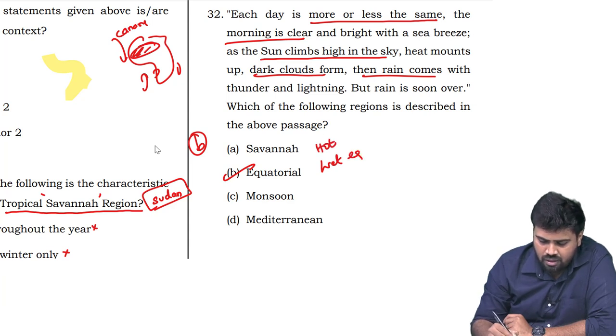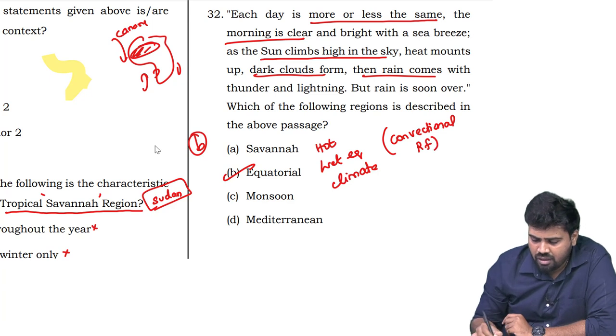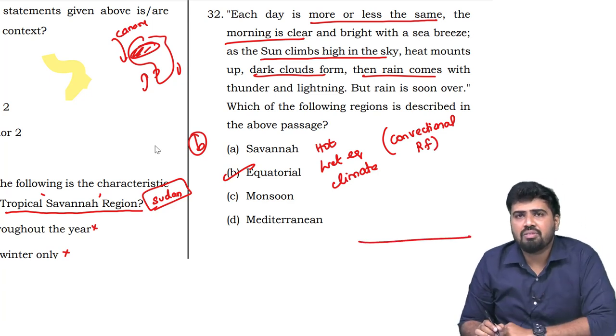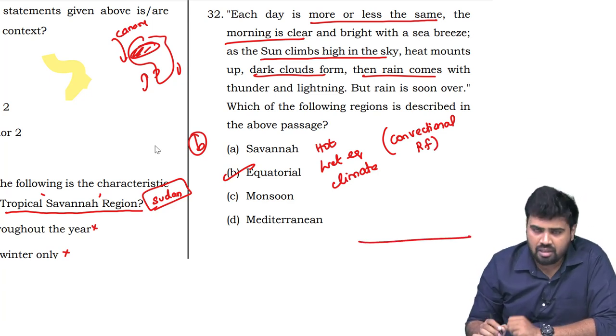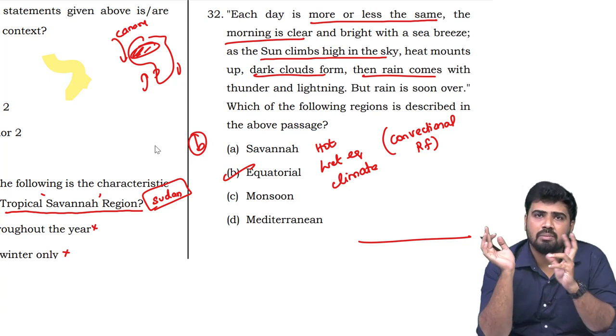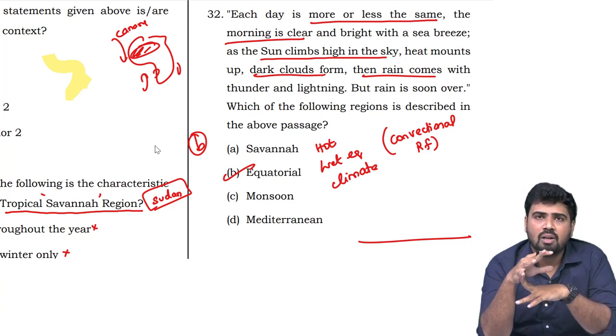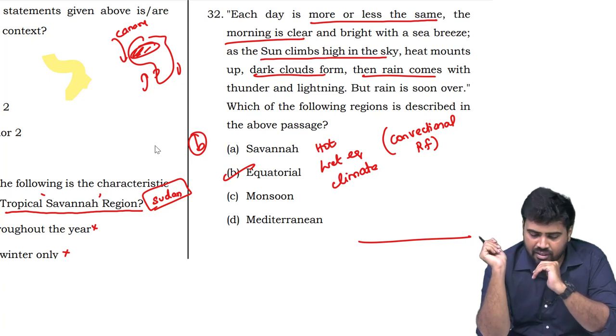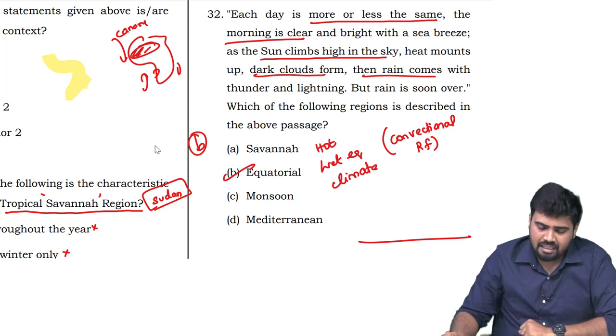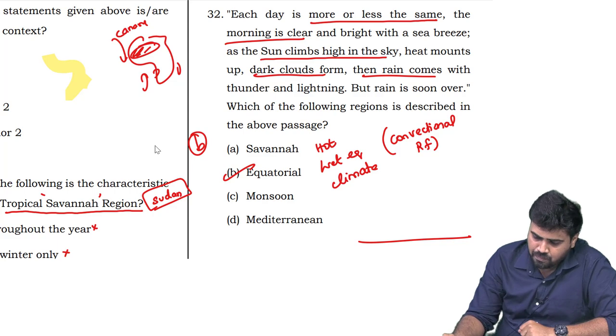hot, wet equatorial climate, which experiences convectional rainfall. See, actually in the equatorial region, it experiences high vertical insolation of sun rays. The air gets expanded, it rises above, it condenses and it forms clouds, which results in daily rainfall. So 32, option B is the correct statement.